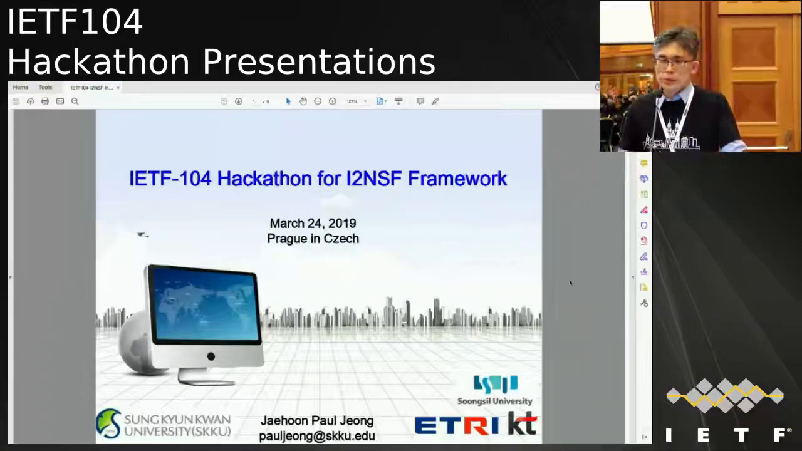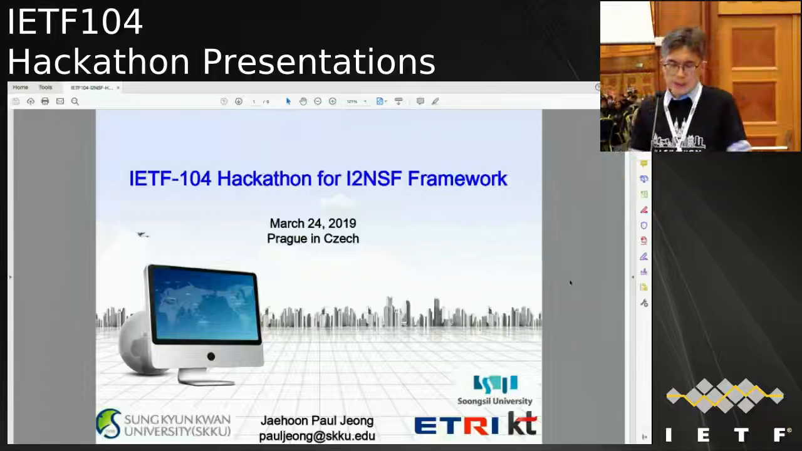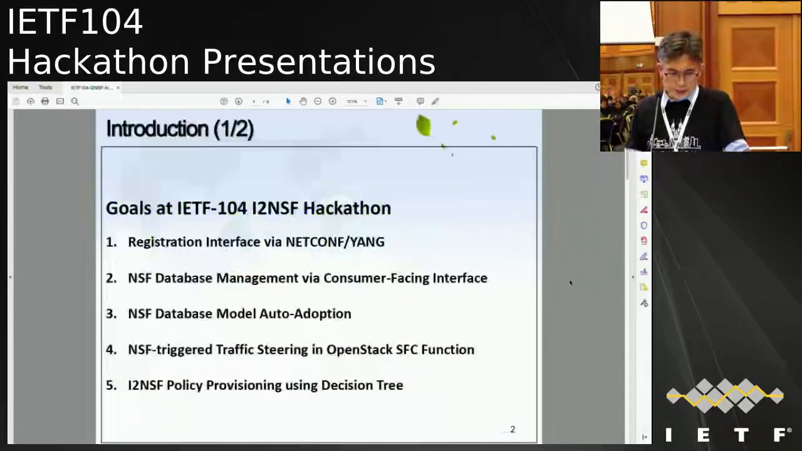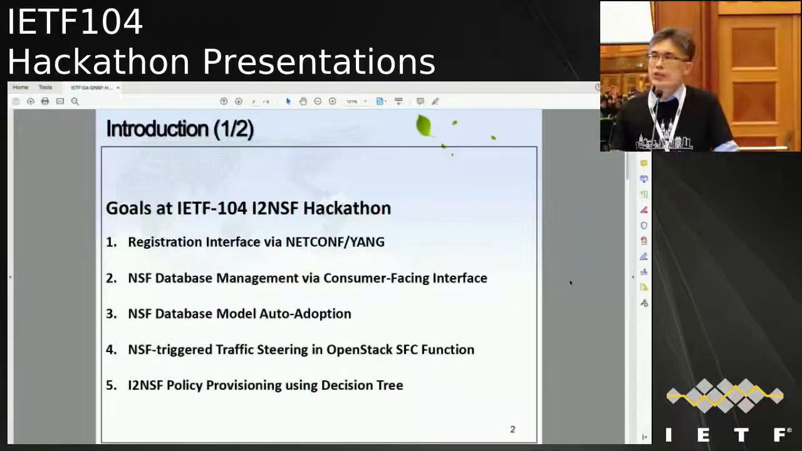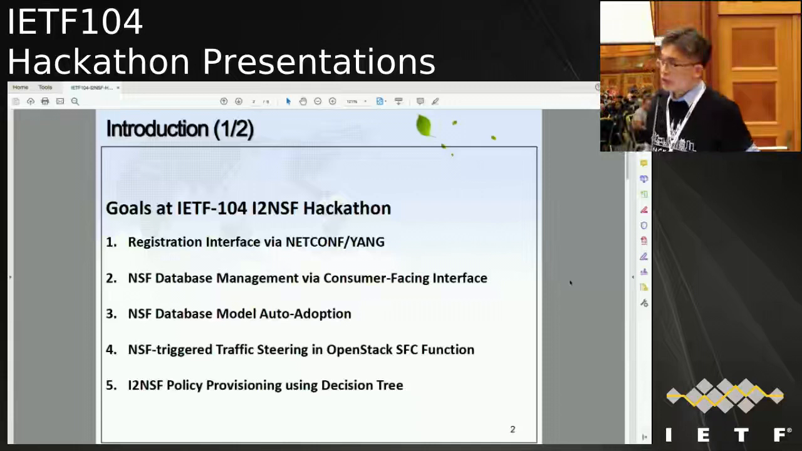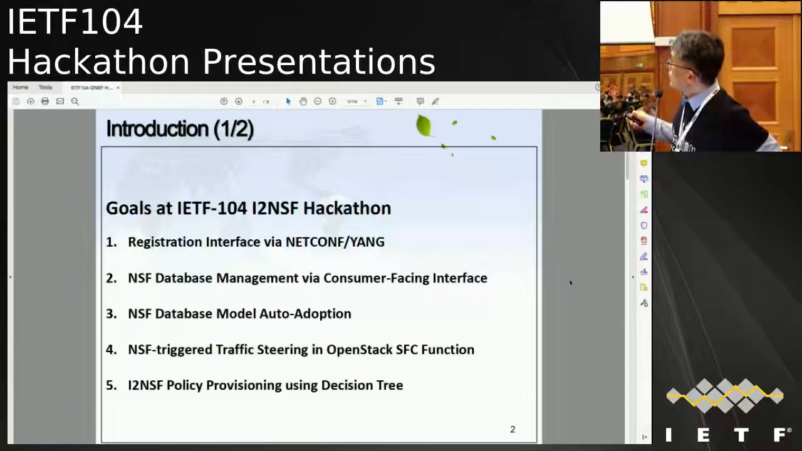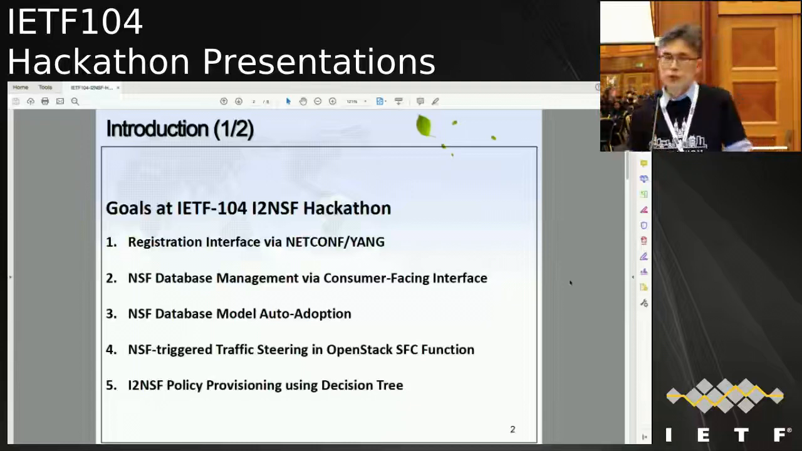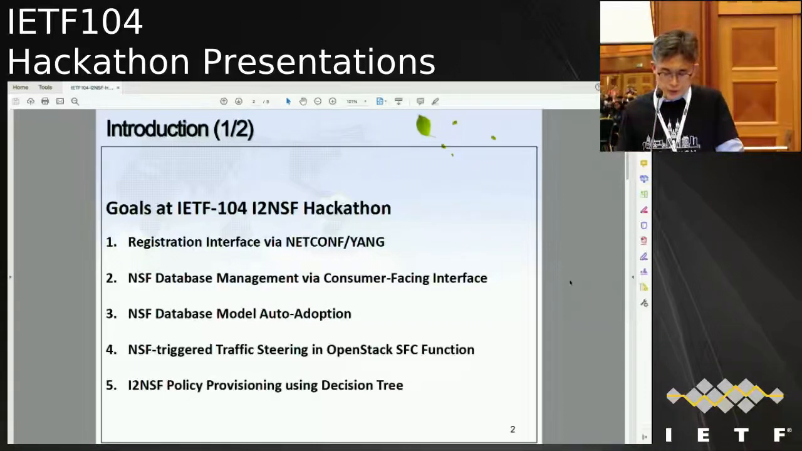Hello, this is Jeon Poru-jung from Sungkyunkwan University in Korea. This hackathon project for I2NSF is an ACE hackathon project. This time we keep working on the validation of I2NSF, the major 3 interfaces: the consumer-facing interface, the NSF-facing interface, and also the registration interface. This time we also implemented translation, especially policy provisioning using a machine learning scheme such as decision tree.